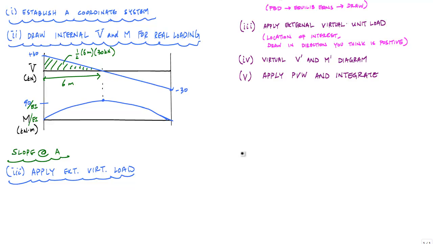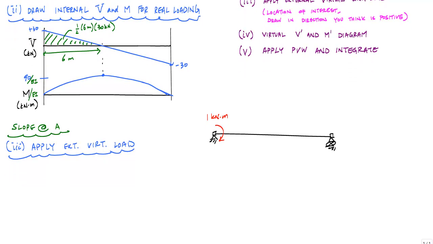I'll do it over here on the right. And at point A, I'm going to apply an external virtual unit load or a moment, and it's going to be like this. I'm going to call this 1 kilonewton meter. I've just assumed that this rotation at A is going clockwise. You could have drawn it counterclockwise, and you'll find that when you calculate the result, the signs will correct themselves. But this is my virtual structure here.